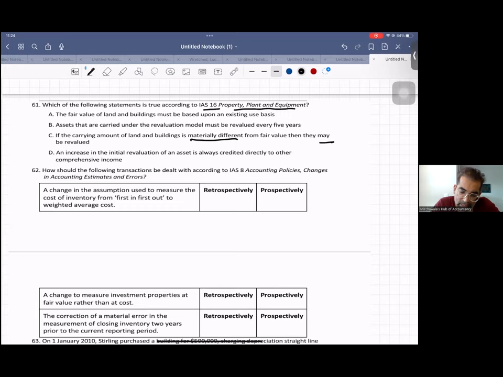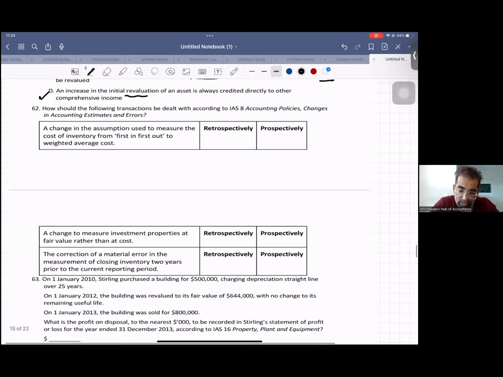Now, an increase in the revaluation of an asset is always credited directly to an initial revaluation surplus. Yes, a first-time upward revaluation will go in equity, and equity means here other comprehensive income. So D is the correct answer. D is the exact answer for 61.